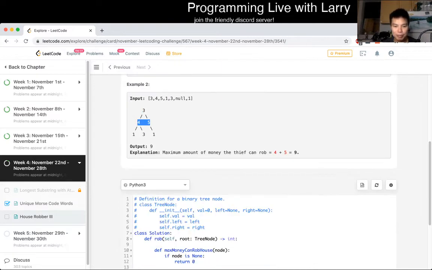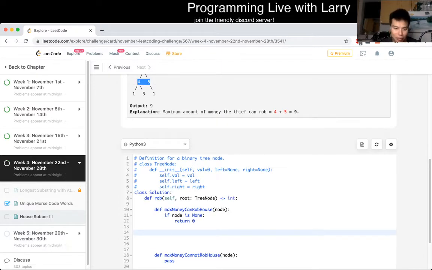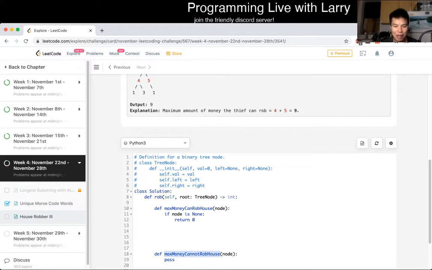So, okay. Is there a way to express that? Well, we actually have a helper function, max money cannot rob house, so we can definitely use that. So now we're trying to express, okay, how do we calculate this, right? So let's just call it money. If we rob this house, we get node.value plus the max money that we cannot rob house of node.left plus max money cannot rob house of node.right, right? Why is this the case?